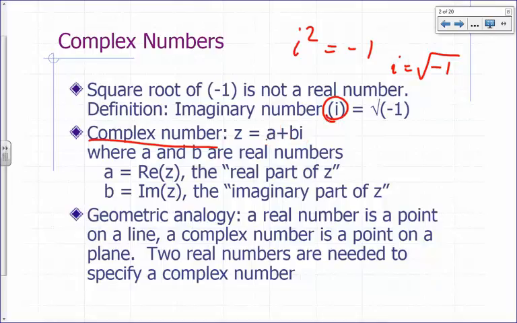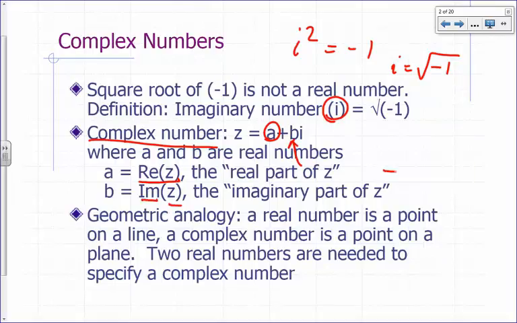So that's the definition of a complex number. In other words, here's another way of thinking of a complex number. It's just a pair of numbers: one by itself and one that's multiplied by the square root of -1. So if z is a complex number, then a here is the real part of z. That's what that notation means. And b, the number in front of the i, is the imaginary part of z.